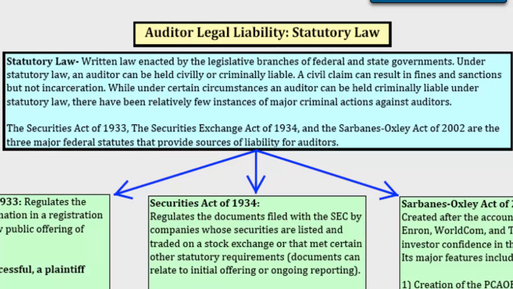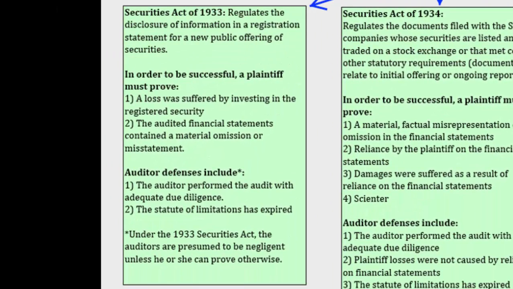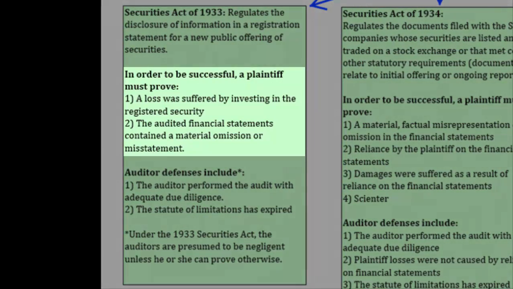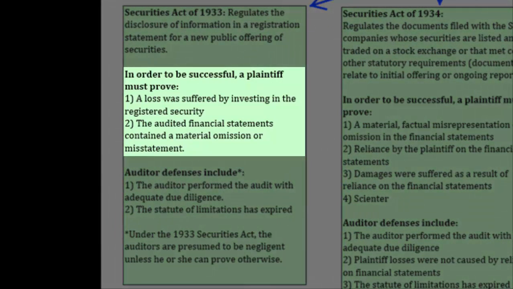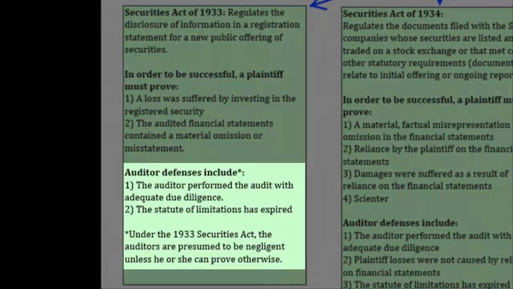The Securities Act of 33, Securities Act of 34, and the Sarbanes-Oxley Act are the three primary statutory laws that you need to become familiar with. The Securities Act of 33. In order to be successful, a plaintiff must prove only two things: that a loss was suffered and that the financial statements contained a material omission or misstatement. The auditor's defense would include the adequate due diligence and possibly the fact that the statute of limitations has expired.